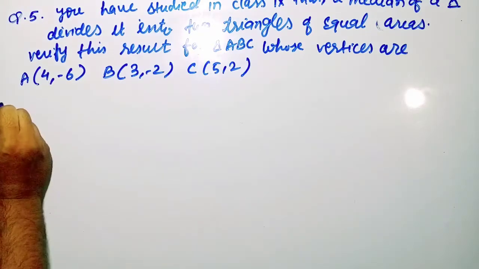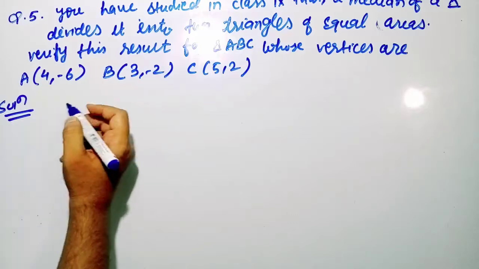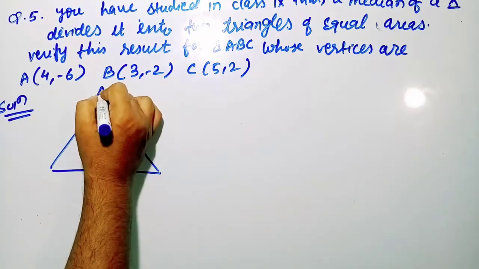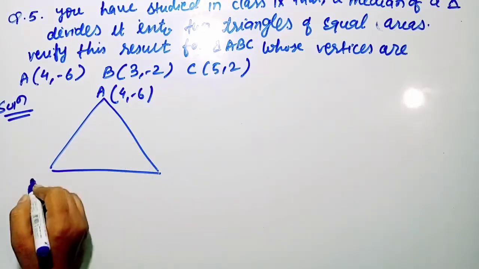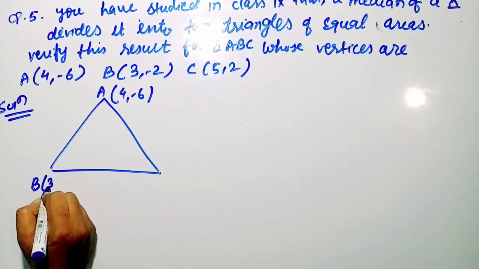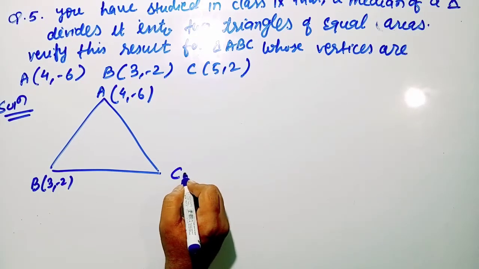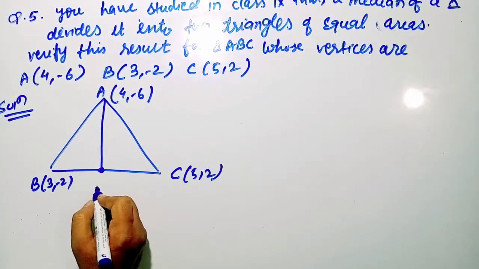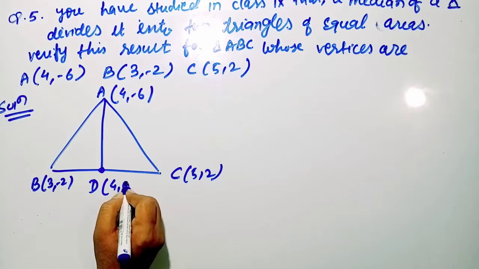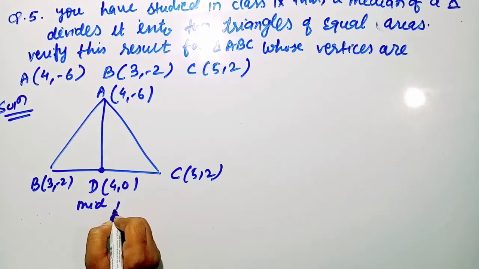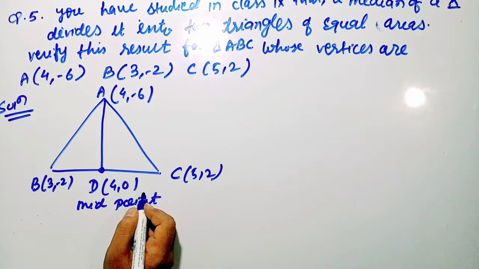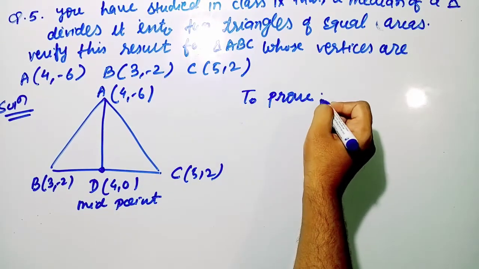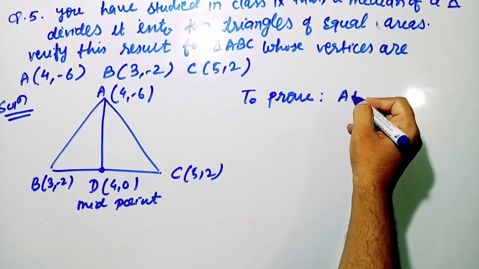So now drawing the triangle to represent the vertices A (4, −6), B (3, −2), C (5, 2). Okay, drawing the median AD. So D is the midpoint of BC, so we can find D by applying the midpoint formula. Okay students, so (3 + 5) divided by 2 will be 4, and (2 − 2) by 2 will be 0, so D is (4, 0).